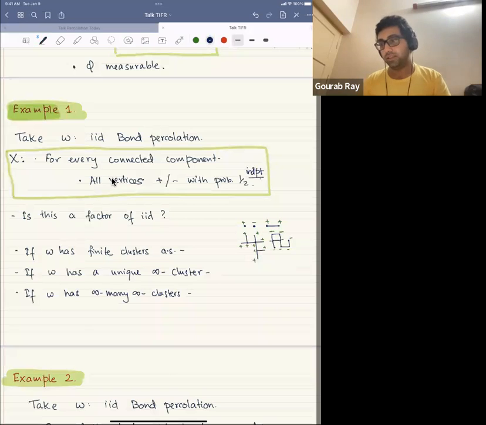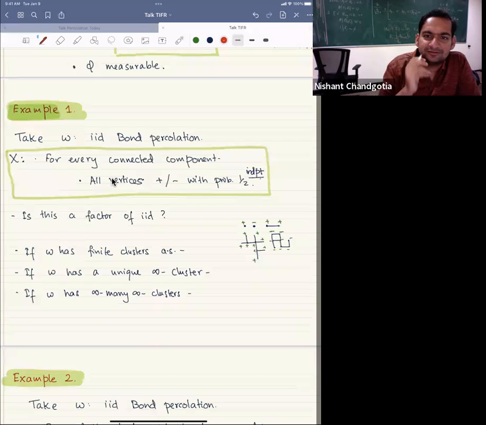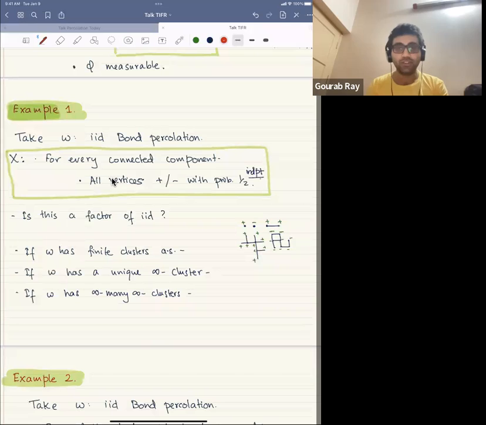Yeah, exactly. Okay. So if omega has finite clusters, maybe let me ask the audience if they have a guess whether this is a factor or not. I would think that it must be. It's just an IID on top of another IID, right? So you just take a product and then have some leftmost corner sign that you take. Exactly. So you have the right intuition. So that's definitely correct. So let me just write it. Yes, but you have to be a little bit careful.